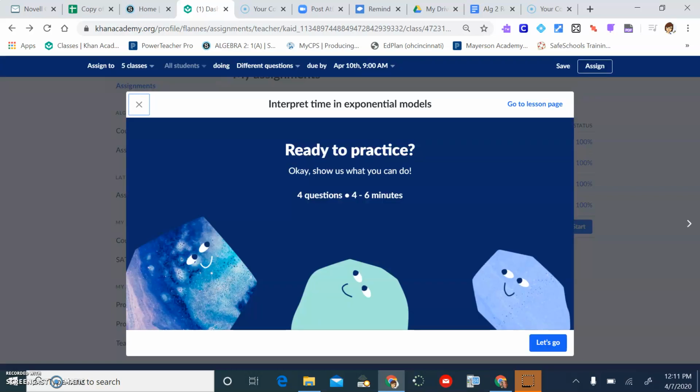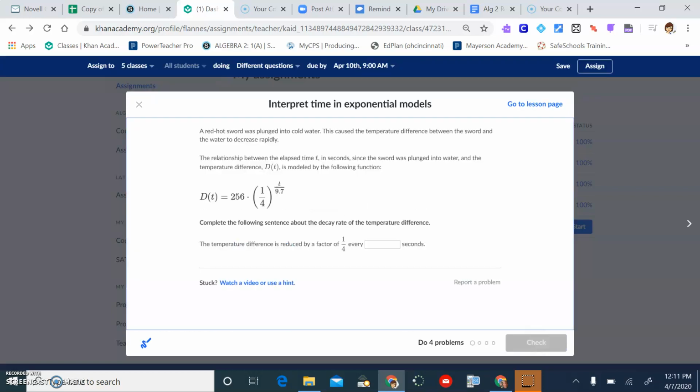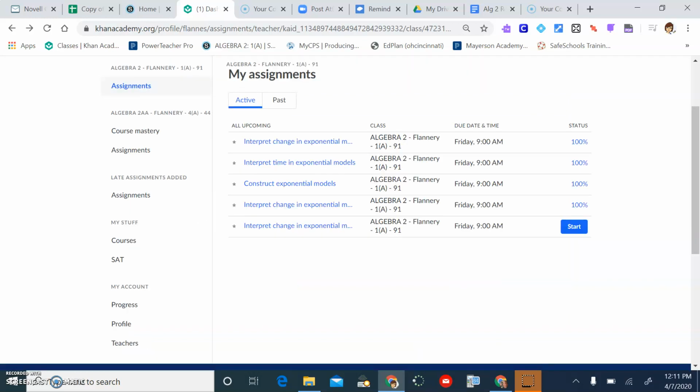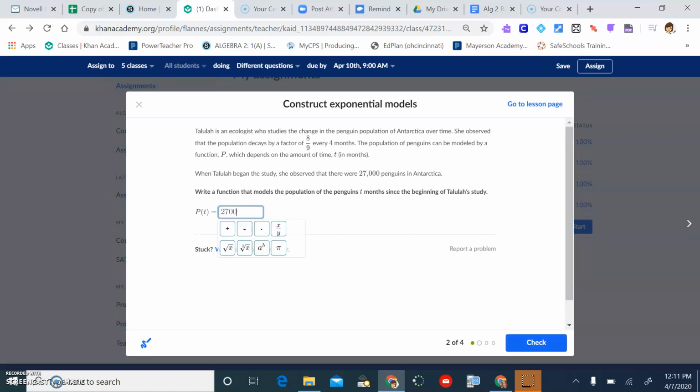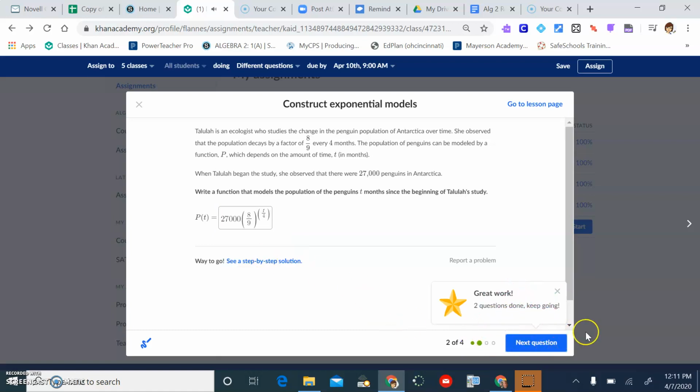Let's go back. It'll start me back on that problem again, I think. Oh, I picked the wrong constructing the models. Here we go. Yep, I just got to retype in what I already had. 27,000. And the rate was 8/9. And the exponent, you can hit this button or shift 6 and it'll put it up in the exponent. Parentheses, t divided by 4 months. There we go.